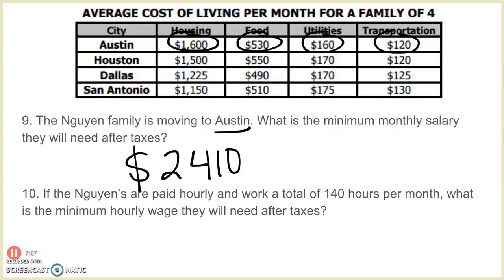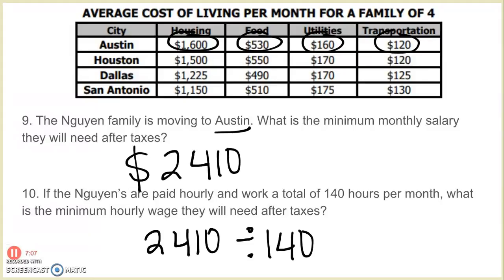Number 10. If the Wynns are paid hourly and work a total of 140 hours per month, what is the minimum hourly wage they will need after taxes? In order to figure out minimum hourly wage, we need to divide the monthly income by the number of hours worked in 1 month. So we're going to divide 2,410 divided by 140. Go ahead and do that and let me know what you get. So you should have got $17.21 as a minimum hourly wage.